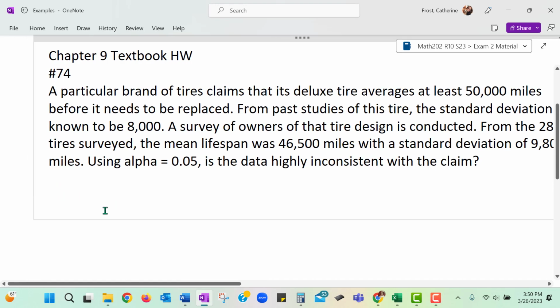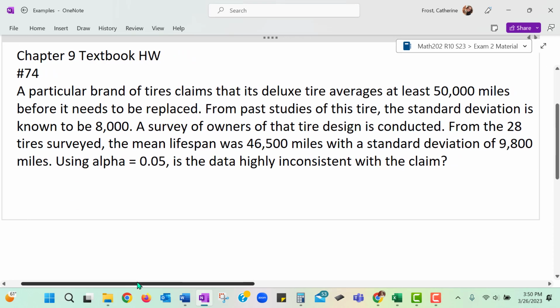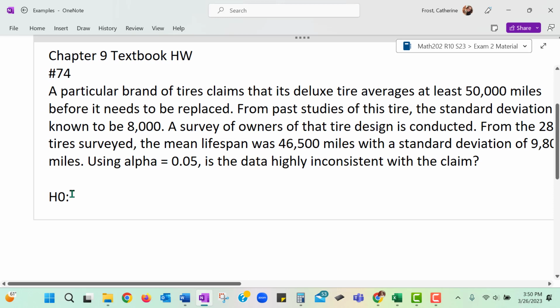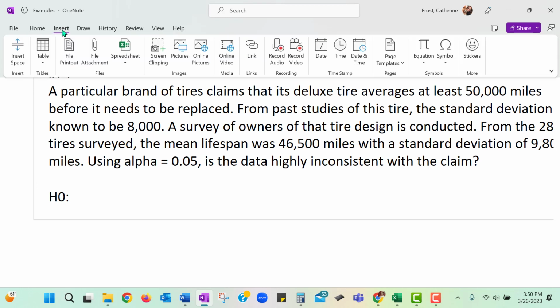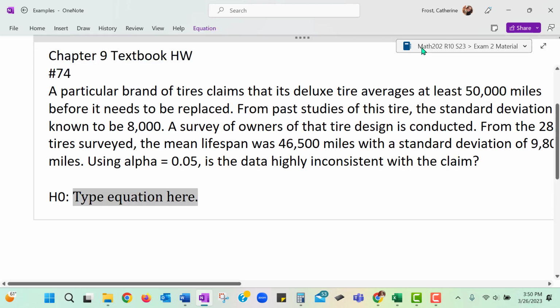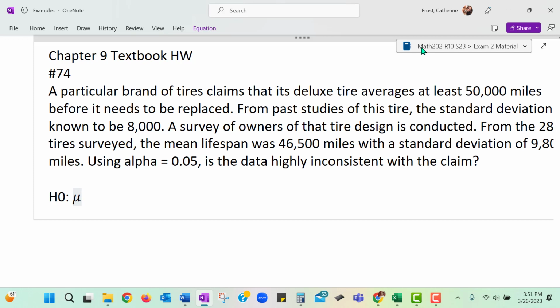All right, so I'm going to just write down a couple of things. Our hypotheses: our null hypothesis would be at least 50,000 miles, or we could say just mu is equal to 50,000 miles. So I'll say mu greater than or equal to 50,000.